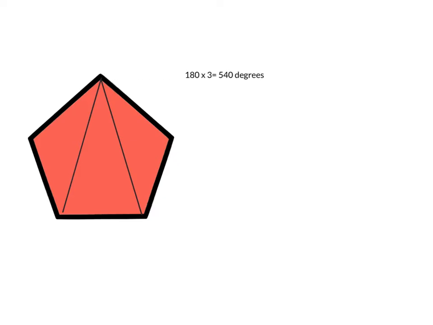This is very important to know, because if you had to calculate the missing angle, you would have to use the 540 degrees if your shape is a pentagon. It doesn't matter if it's a regular pentagon or an irregular pentagon, it will always add up to 540 degrees.